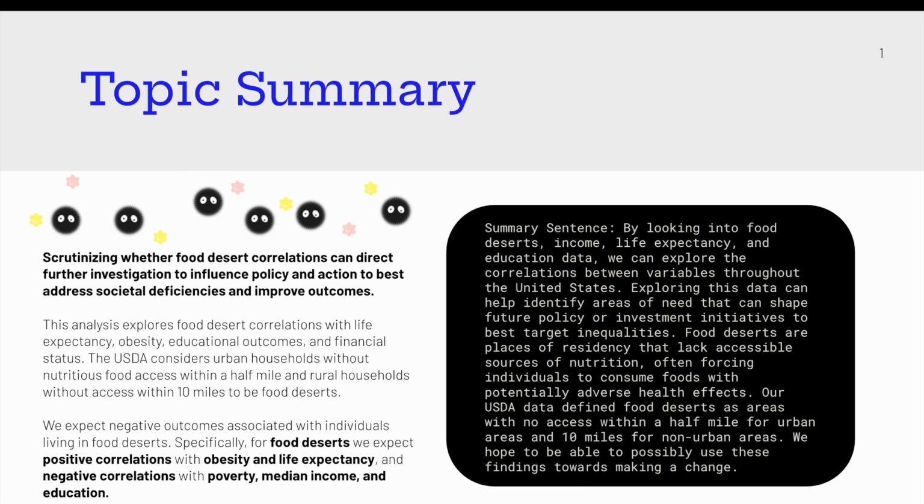Now here's our summary sentence: by looking into food deserts, income, life expectancy, and education data, we can explore the correlations between variables throughout the United States. Exploring this data can help identify areas of need that can shape future policy or investment initiatives to best target inequalities. Specifically, food deserts are places of residency that lack accessible sources of nutrition, often forcing individuals to consume foods with potentially adverse health effects. And with these findings, we hope to possibly make a change.